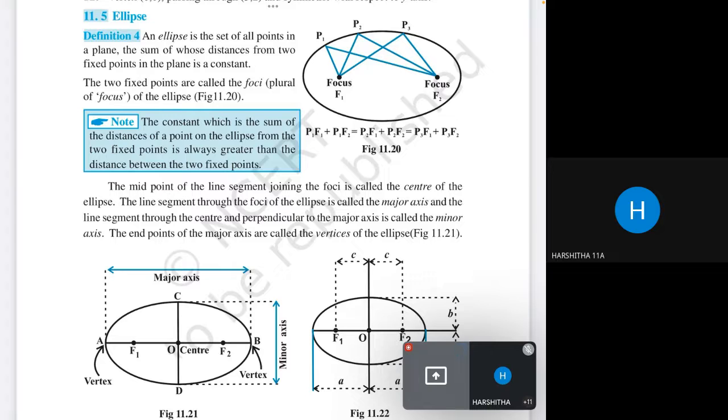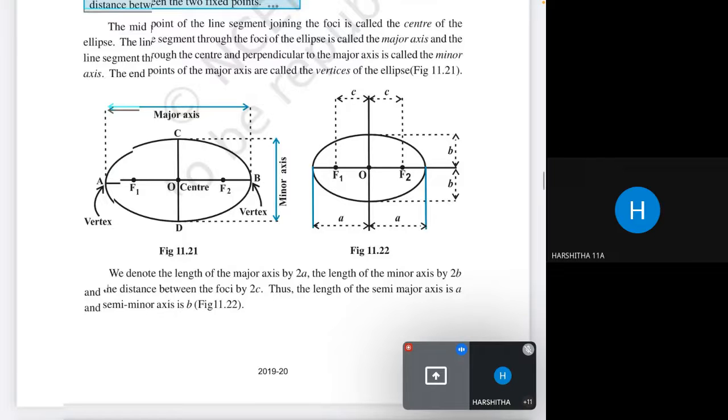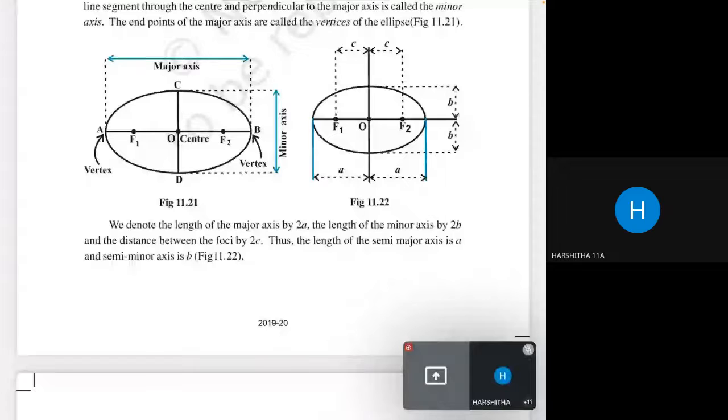So you observe that in this figure, Figure 11.21, one figure is given to you. The vertices are A, B. The center is O. F1, F2 are the foci. And the major axis is AB and the minor axis is CD.